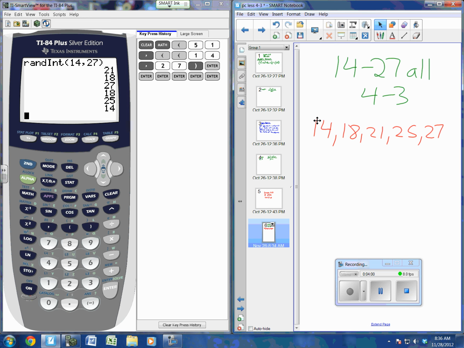Trade papers right now. If we need to pause that for a second, go ahead and do so now. Okay, you should have traded papers by now. You should have 14, 18, 21, and 25 circled. We are going to do the answer to number 14.